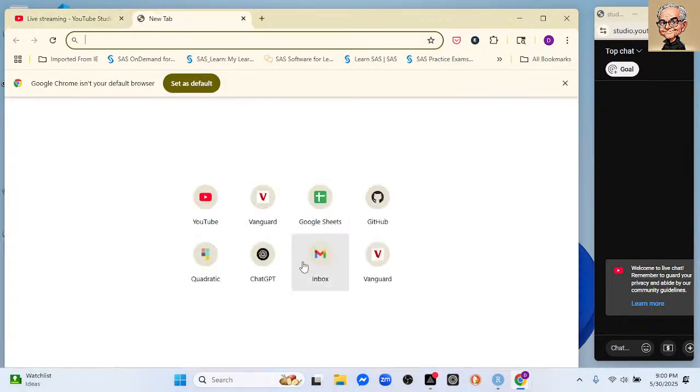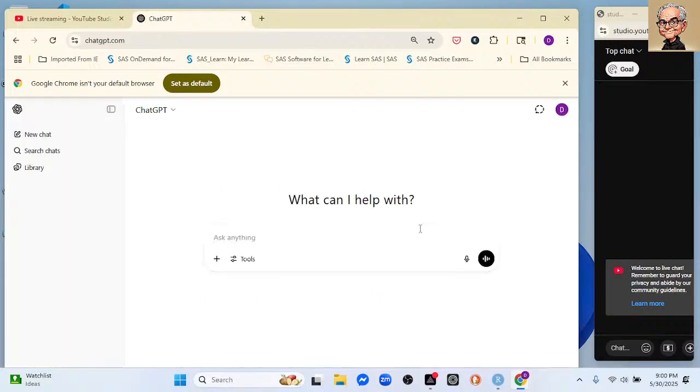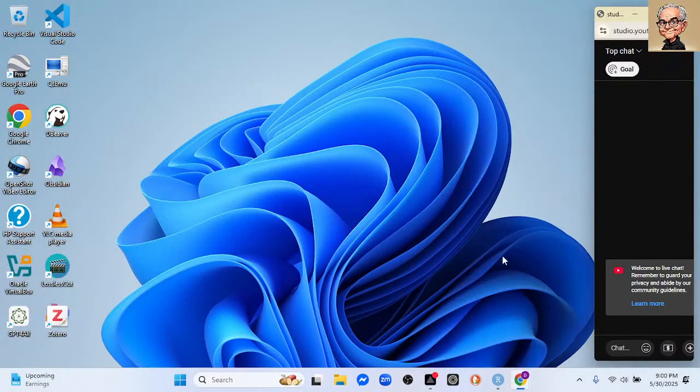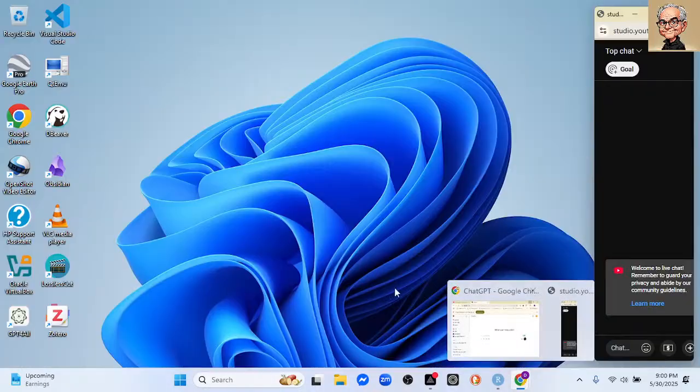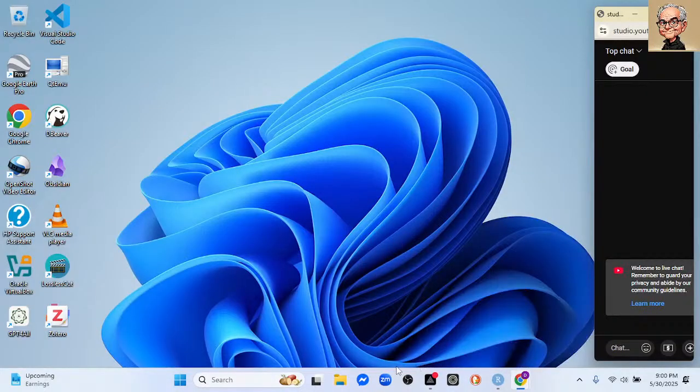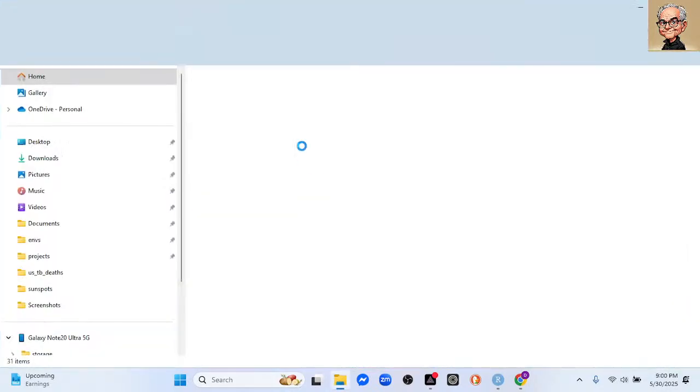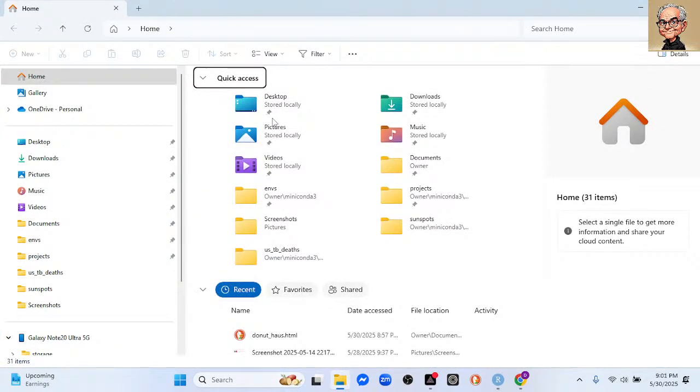Go over here to ChatGPT. Now, I may have actually used this a little bit today, but hopefully not. Okay, so anyway, let's take a look at where we are right now. The data set again is a donut business, named in honor of the Donut House in Estes Park, Colorado. It used to be the best donuts east of the Rocky Mountains, maybe even west of the Rocky Mountains.